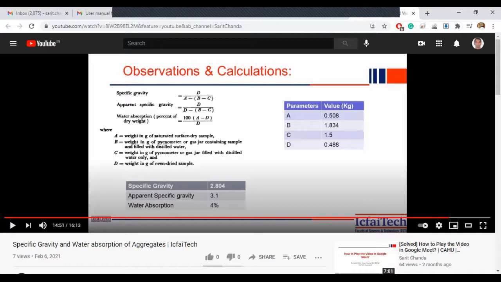Similarly, specific gravity also, we know what is specific gravity, right? So that also we calculated. The mass of the particle divided by the mass of the same volume of water at 4 degrees temperature will give you specific gravity, right? So like that we compute these two values.